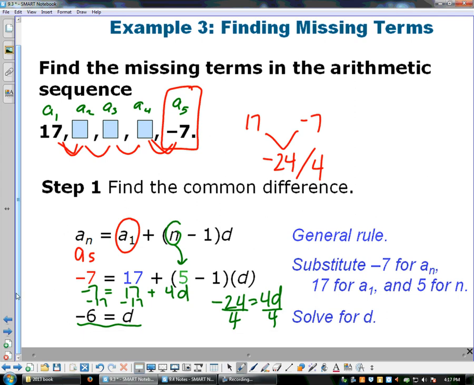All right, so we know what that's going to be. That's going to help us now. If we know that this has to be a difference of negative 6, 17 minus 6, my second term here is going to be 11. If I subtract 6 from that, I'll be at 5. Subtract 6 there, I'll be at -1, and that would fit the pattern to end up at -7 for my fifth term in this problem.